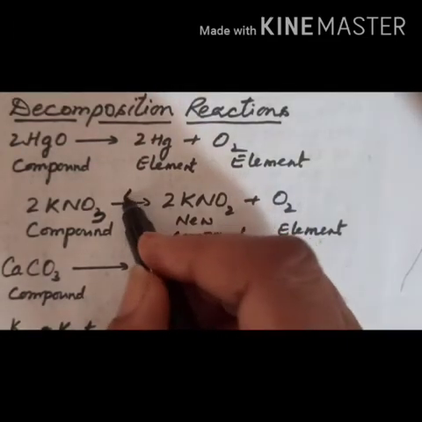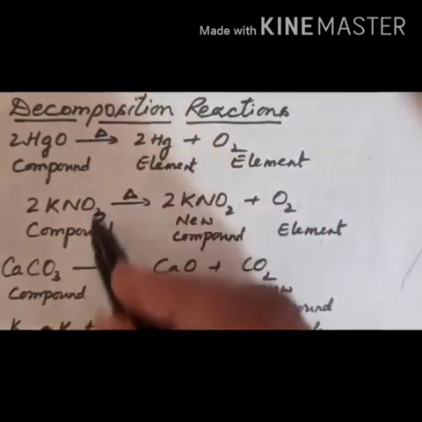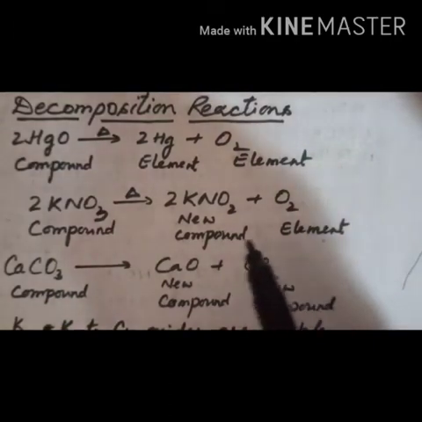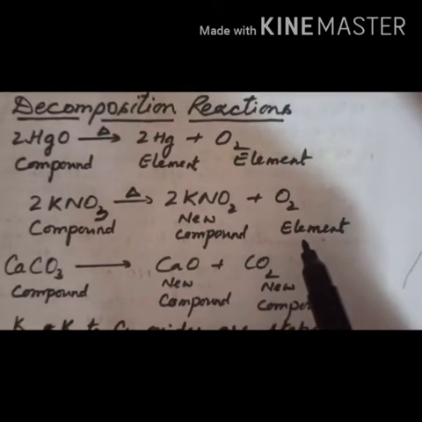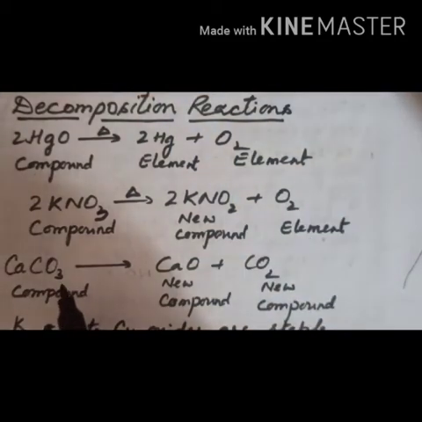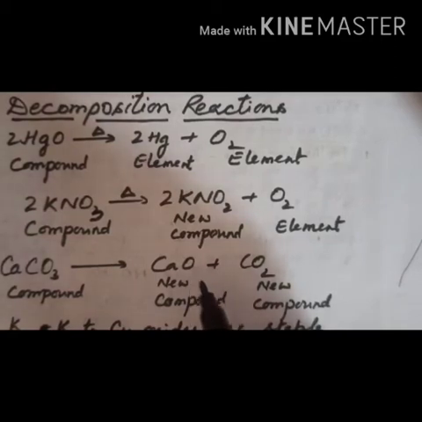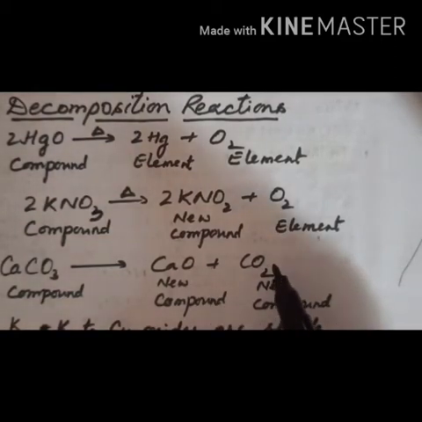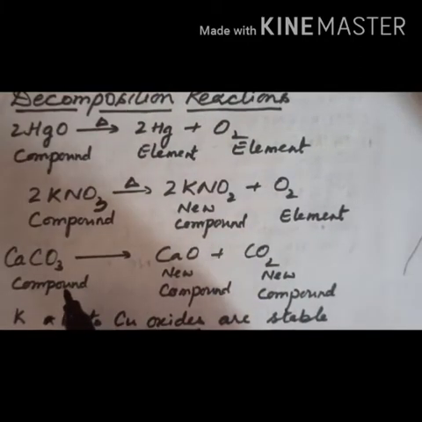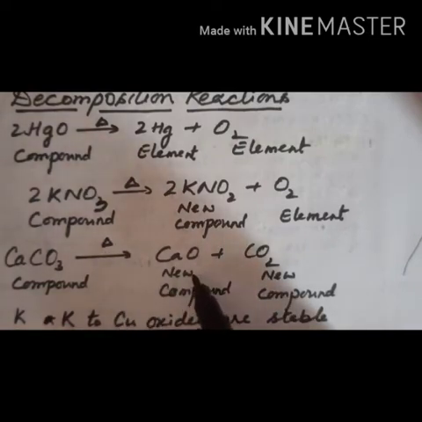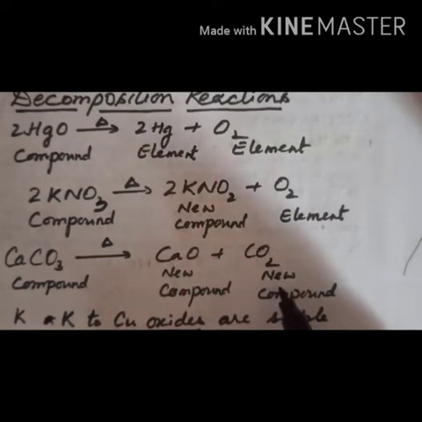And all these reactions are just on heating. Right, on heating it gives you what? Potassium nitrite and oxygen gas. And potassium nitrite is a compound and oxygen is a what? Element. Now next is your calcium carbonate. On heating it gives you a new compound, calcium oxide, and another new compound, carbon dioxide. Means in this reaction a compound on heating breaks down into calcium oxide and carbon dioxide.